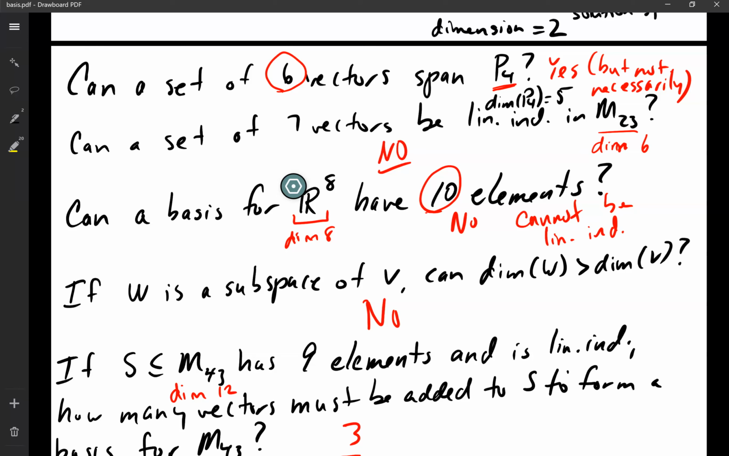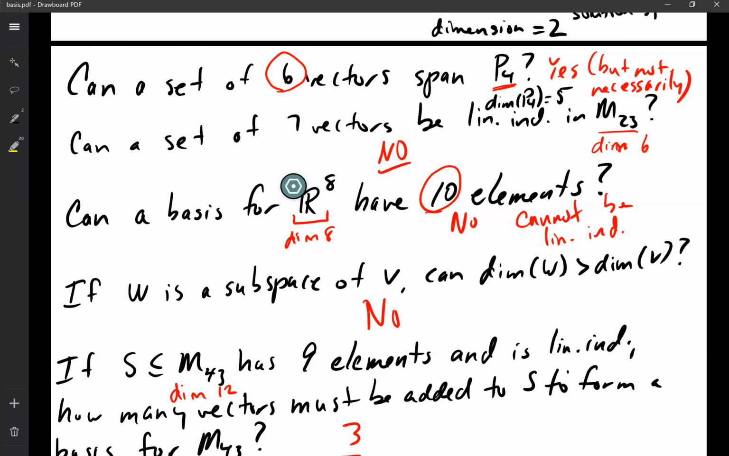You could make a set of vectors that doesn't span. For example, you could just have the vectors 1, 2, 3, 4, 5, 6. Those are only constants, so I can't possibly span P4. All right, look at the second one.